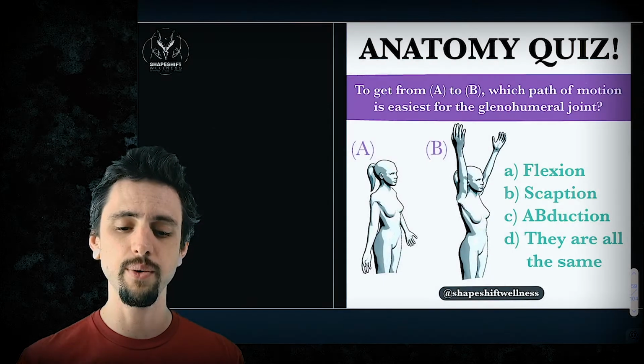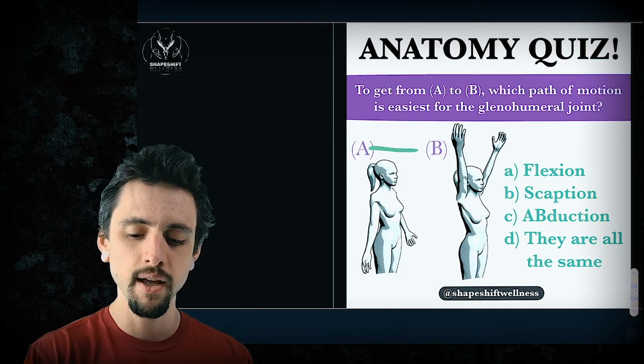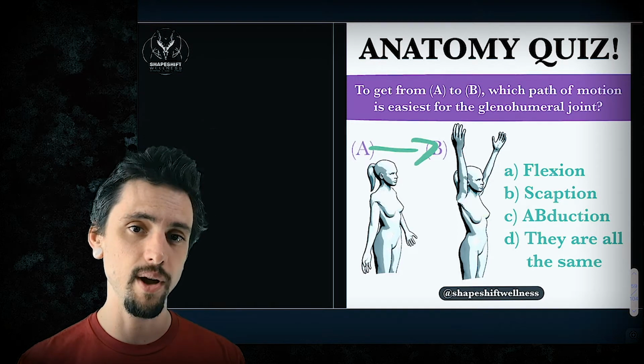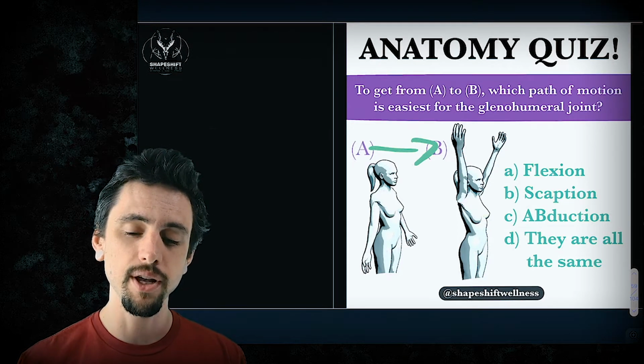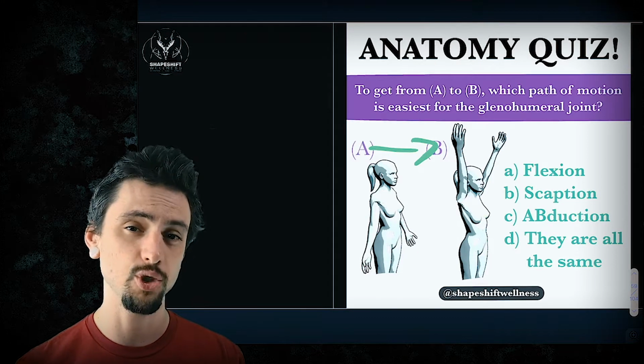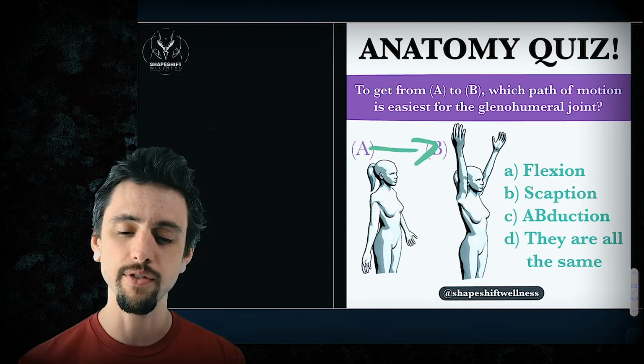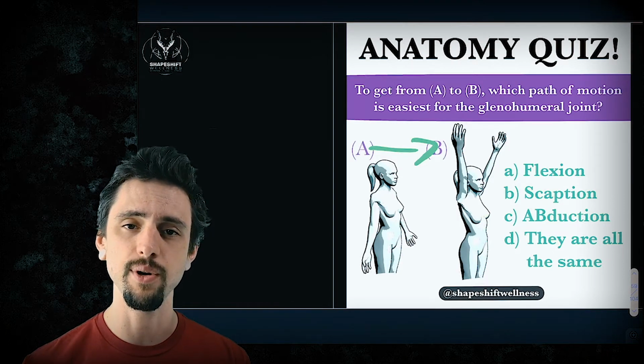Hey, let's start off with a quiz. In order to get from position A to position B, what is the easiest way to get there? We're going to be talking about the path of motion in this video and how it affects shoulder impingement and your ability to reach overhead. So stay tuned and we'll get to that.